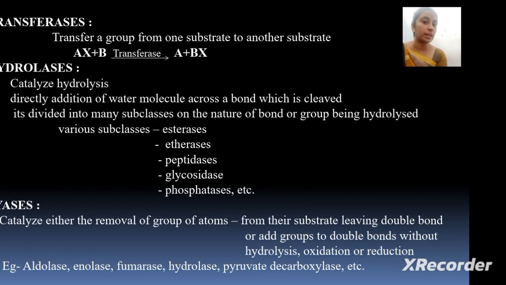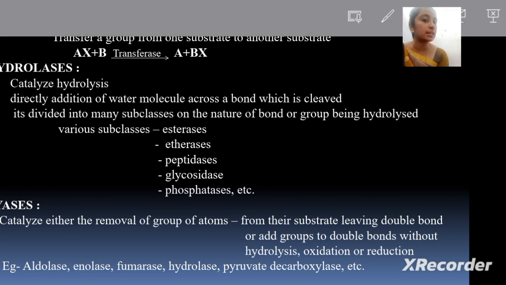Then we see about the transferase. A transferase transfers a group from one substrate to another substrate. In the equation AX plus B, the transferase enzyme acts on the substrate and the end product is A plus BX. Then hydrolase catalyzes hydrolysis, which is the direct addition of a water molecule across a bond which is cleaved. It is divided into many subclasses based on the nature of the bond or group being hydrolyzed. The subclasses include esterase, etherase, peptidase, glycosidase, phosphatase, etc.